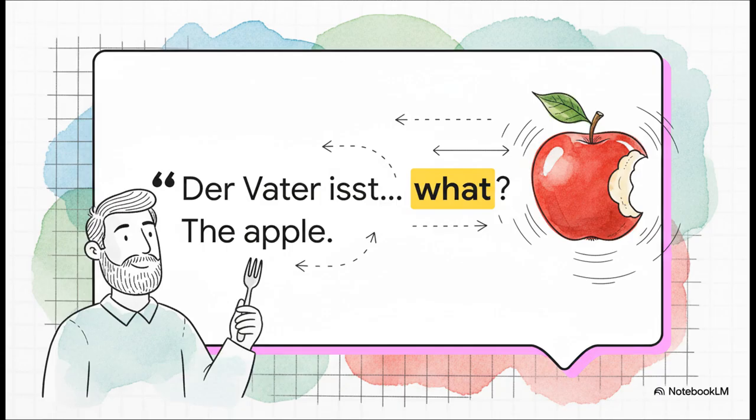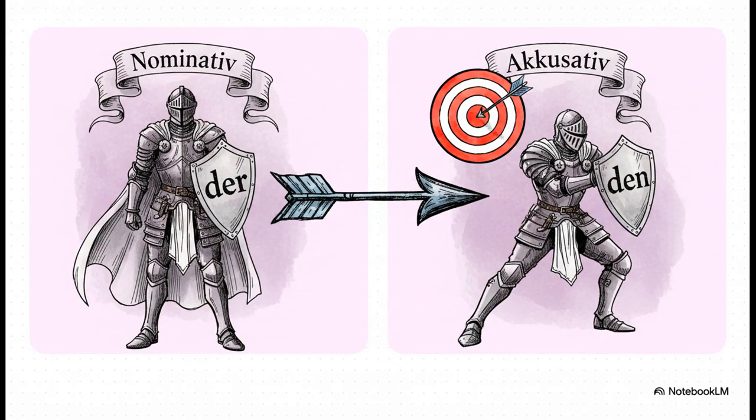Okay, now look closely at this, because this is the single most important change you need to remember for this case. For the accusative, there is only one change you have to learn. The masculine article der becomes den. That's it. That is the big secret.